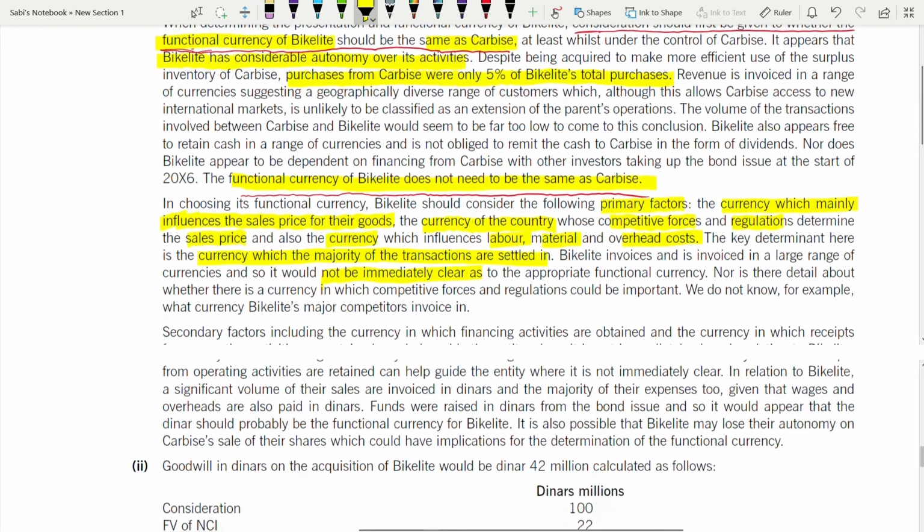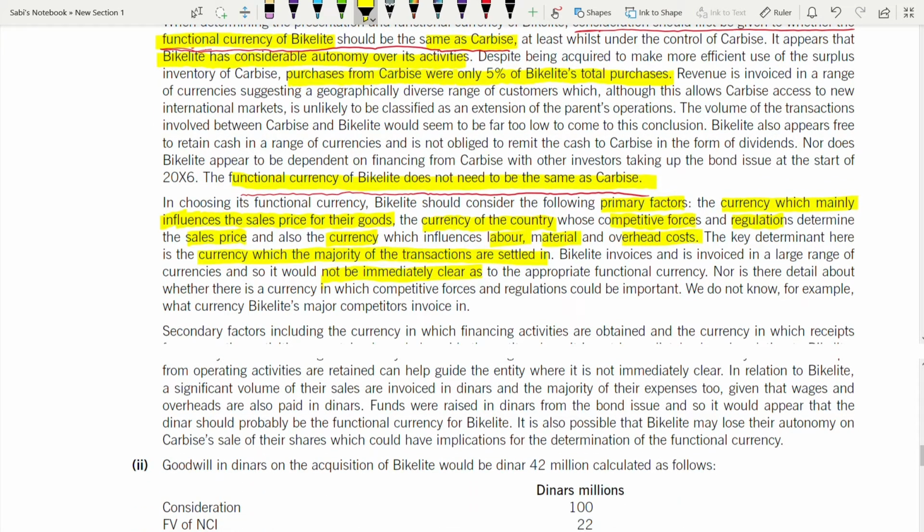Now, secondary factors. What are the secondary factors? They include the currency in which financing activities are obtained and the currency in which receipts from operating activities are retained. These can help guide the entity where it is not immediately clear. So if from the primary factors you cannot tell what the functional currency is, don't worry, there are some secondary factors to consider as well. Consider those as guiding factors for you to decide what the functional currency is.